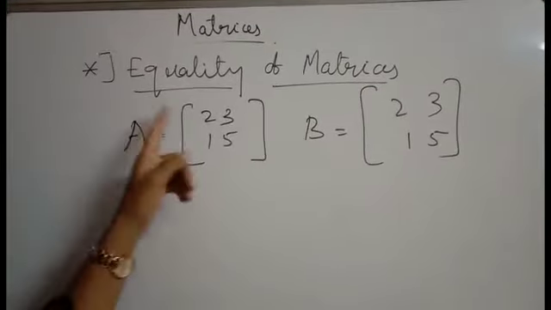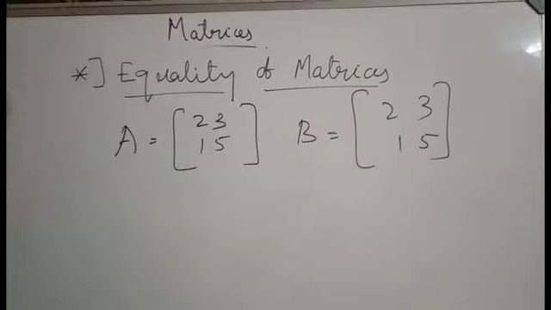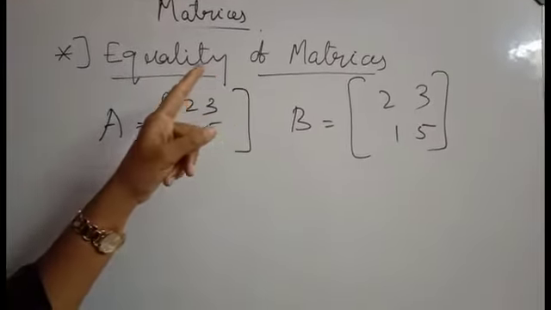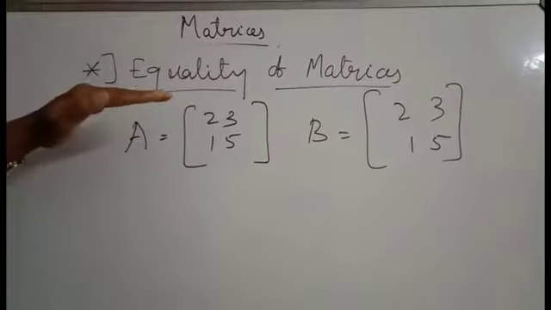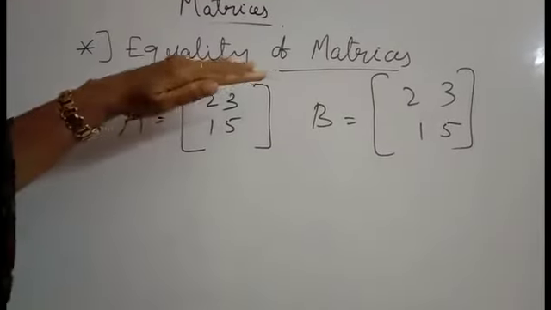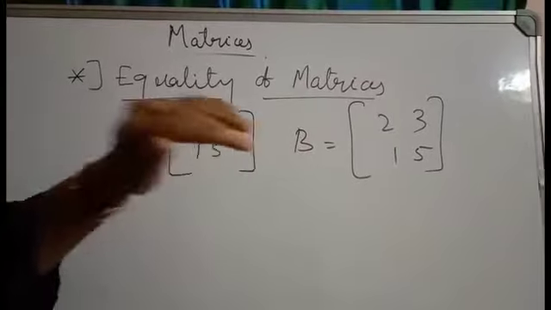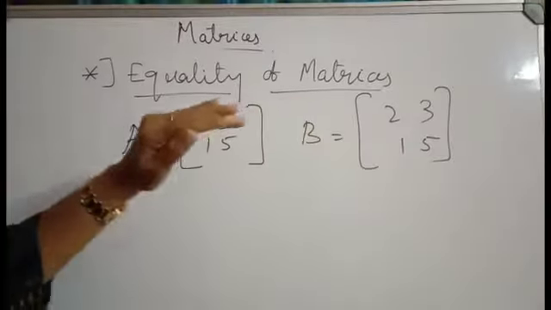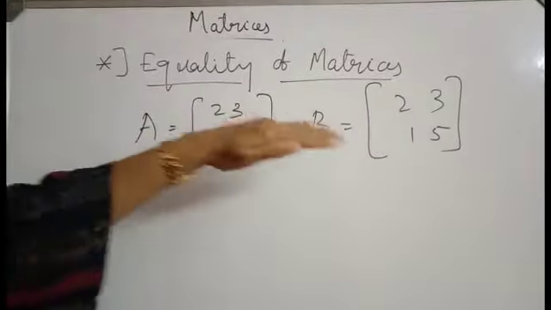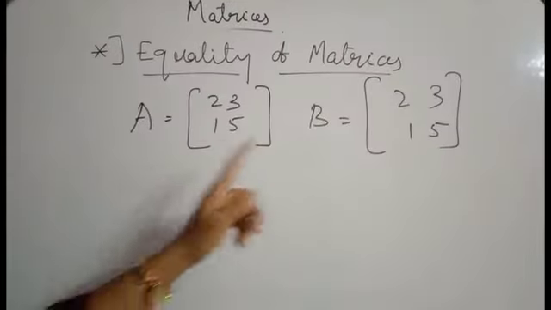The next is the equality of matrices. What do you mean by the equality of matrices? When can we say that two matrices are equal? Two matrices are equal if both matrices have the same order and the corresponding elements of both matrices are the same. Now look at these two matrices.